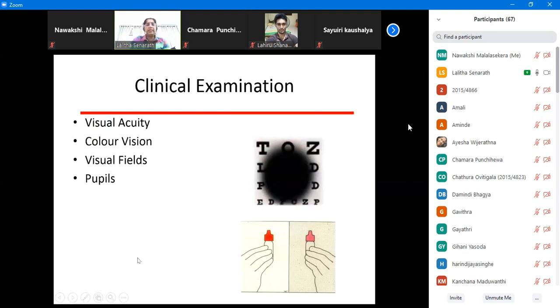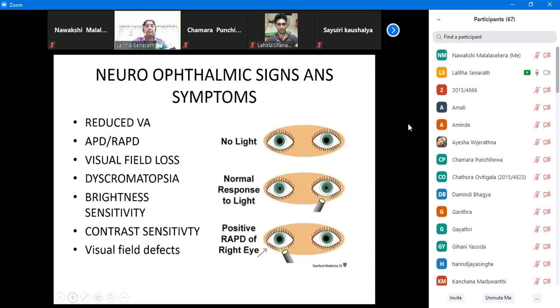And how do you examine the second cranial nerve? You have to check visual acuity. You have to check the color vision with a red cap bottle, whether there's any desaturation of the color. And you have to check the visual fields and the pupils. These are the four main types of examination of the second cranial nerve. Then these are the findings: reduced visual acuity, afferent pupillary defect, visual field loss, dyschromatopsia meaning desaturation of the color, reduced brightness sensitivity, reduced contrast sensitivity, and visual field defect. But if you catch the reduced acuity, pupillary defect, color vision diminution, and the visual field defects, that's enough.